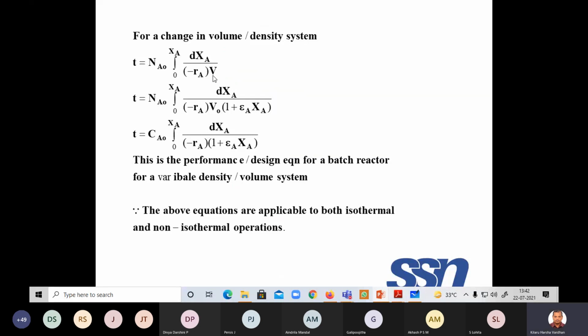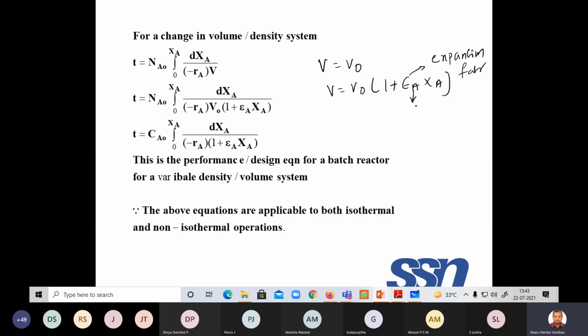If there is a volume change, this V you cannot take outside the integral. So we have to put it like this: V naught into 1 plus sigma A XA. That is how much it is expanding. We'll see how much it will expand. So if there is a volume change, we cannot take V as V naught. If there is a volume change, V is equal to V naught into 1 plus sigma A XA. This sigma A XA is called the expansion factor.